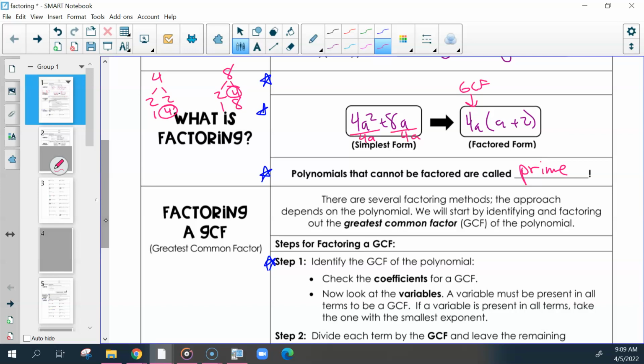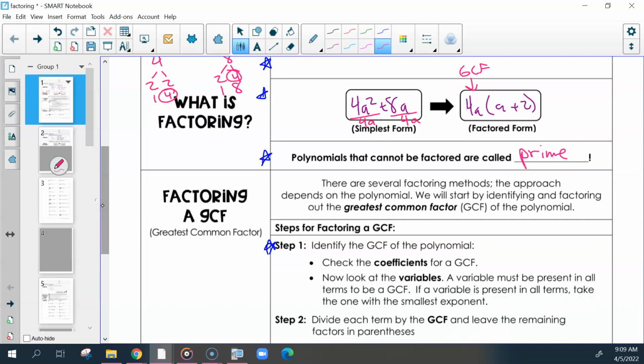The inside of this, these don't have anything else in common. The only thing I have to divide out of A and 2 is 1. So that inside is prime. So this is our final answer. Now, what questions do we have on that before we actually do some problems?